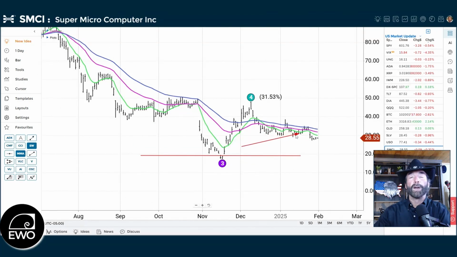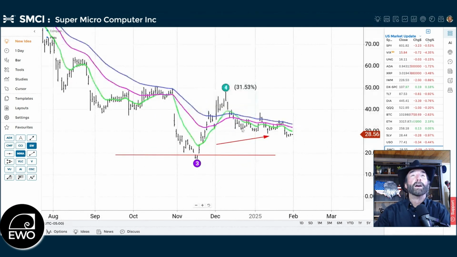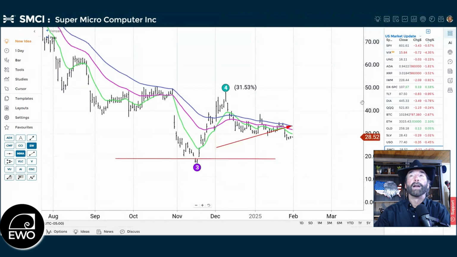The longer we go sideways like this, the greater the chance is that we're going to get some sort of breakout type move. It's not the same as a triangle, but consolidation is consolidation, whether it's in a triangle or sideways. So we'll see if we can get a bid, but it would only be interesting to me if we got back above the 50-day moving average. If we can do that, which is that royal blue line, then I think we might have something there.